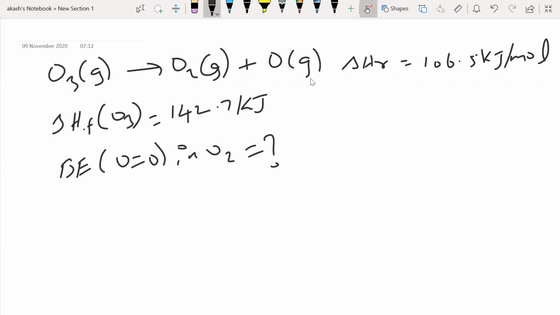Okay, so they have given the reaction, and they have given the enthalpy of the reaction. And then one more piece of information, they have given the delta HF, that is the enthalpy of formation of O3 gas, right? And they're asking you, what is the bond enthalpy of OO double bond in O2, right? Fine. So I'll give you a minute to think about how we are going to go about this problem.